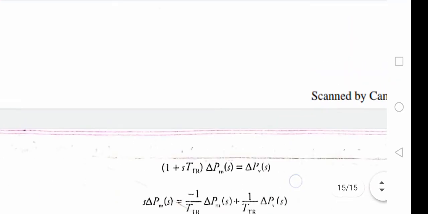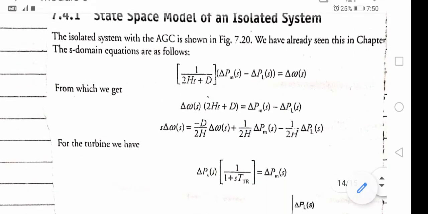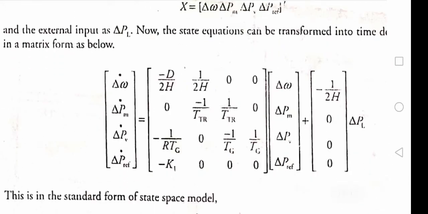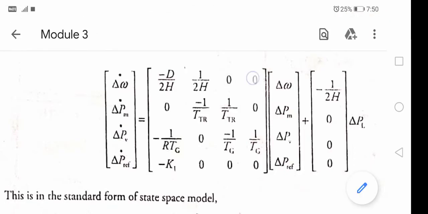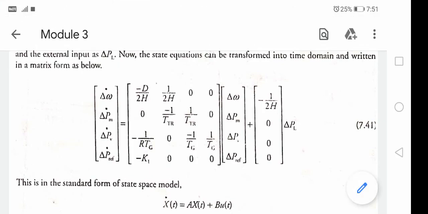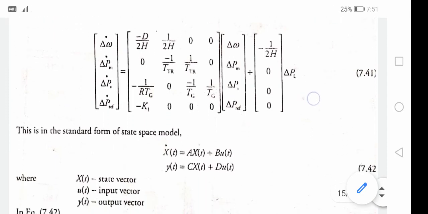Next one is 1 divided by 2H. So here 1 divided by 2H is associated with delta Pm of S. So you have to write it as 1 divided by 2H. And it is not associated with any PV and P reference value. So it will be 0 and 0. So in the next row, Pm, it is the turbine modeling, it is only associated with the Pm term and PV term, and the others will be 0. In the next, the governor, we are associated with delta omega, then PV and P reference. So you have to write all this. The integrator is only associated with the term delta omega, so the remaining all will be 0. And in the first term we are having delta PL, so write it as 1 divided by 2H.